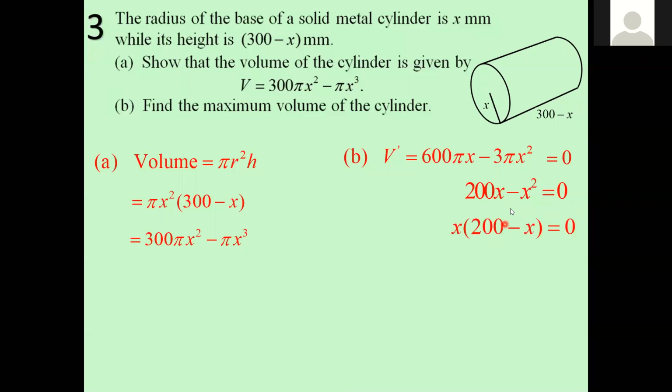Okay, so if we pull out x as a common factor, we'll have x times 200 minus x. We have 2 answers. Remember, it's a quadratic. So x will be equal to 0 or x is 200. So putting the answers in context of the diagram, we can't have a cylinder with a radius of 0. Neither can it be negative, so we will accept 200.